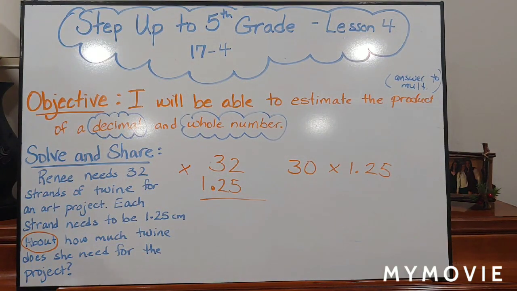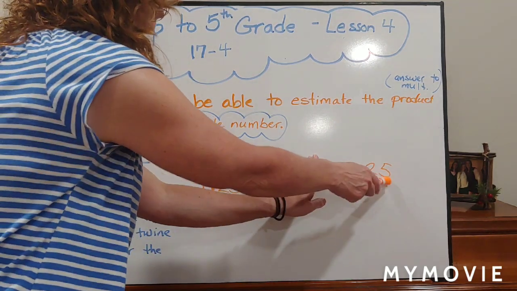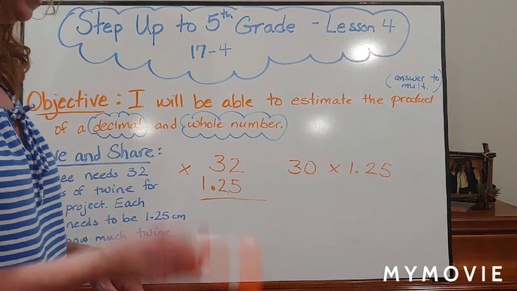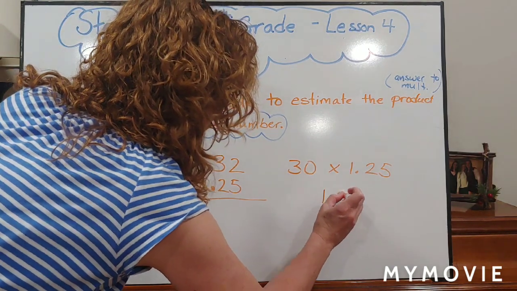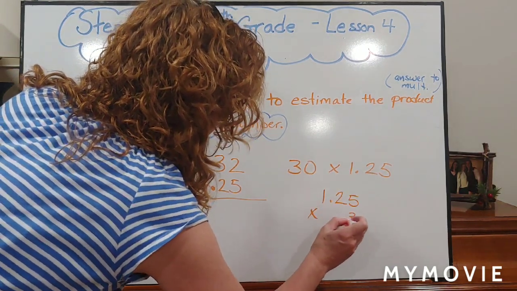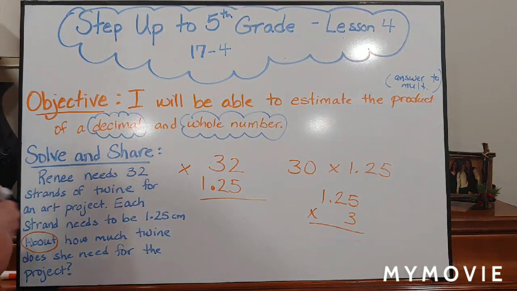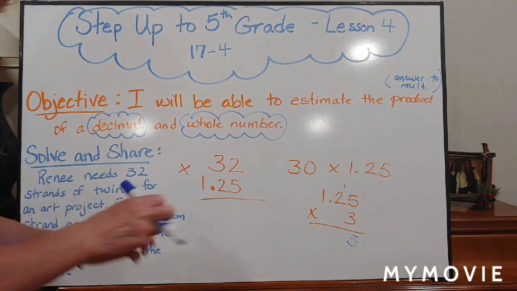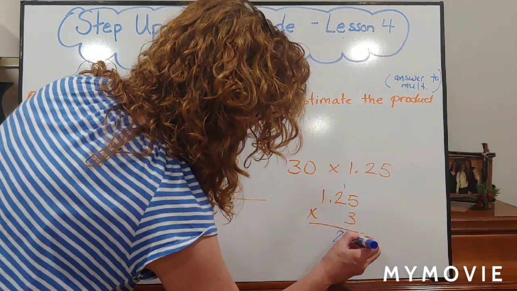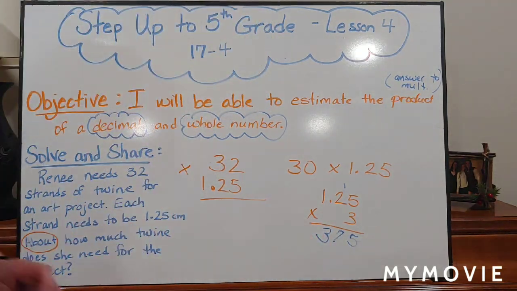Now, what do we know about multiplying a number that has a 0 in it? We could really just ignore the 0 for a little bit, right? And multiply 1.25 times 3, and at the end, add our 0 back in. So that's what we're going to do. We're going to do 1.25 times 3. So 3 times 5 is? 15. That's right, Julia. She's doing so good tonight. 3 times 2? 6. Plus 1? 7. Good job. And then 3 times 1? 3. Good job.